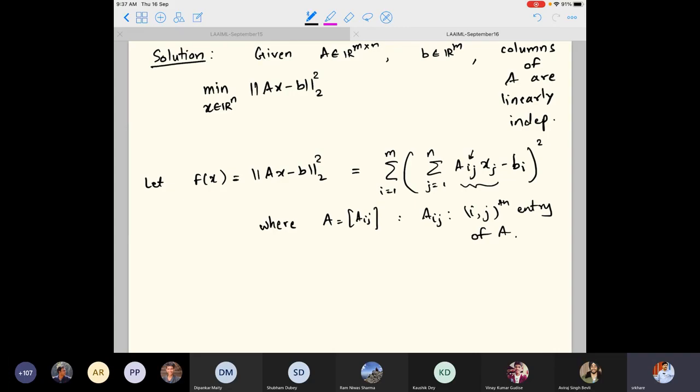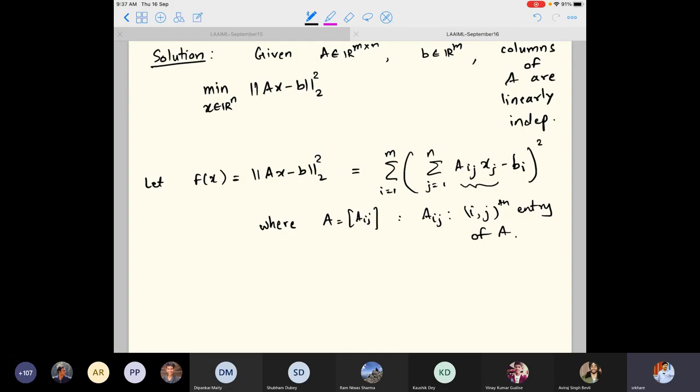I am subtracting bi. I am looking at the square, so that is my ri square, and I am looking at r1 square plus r2 square plus rm square. That is the outside summation. So this I hope everybody agrees with, right? So this is how I write it down.